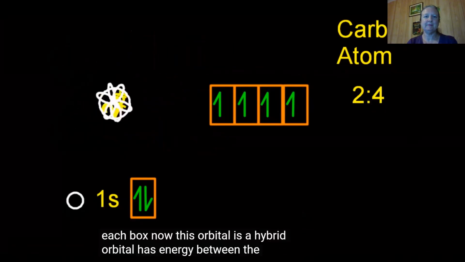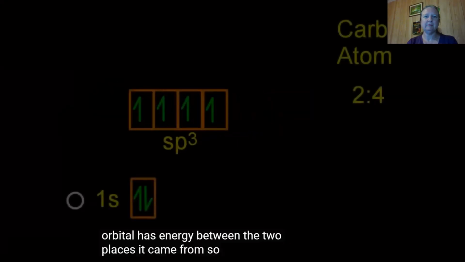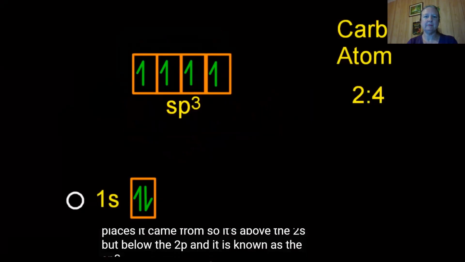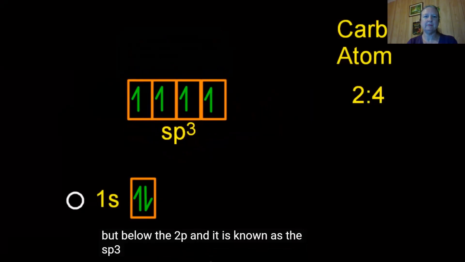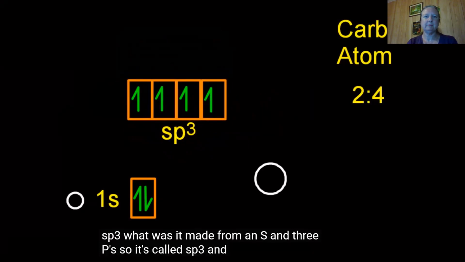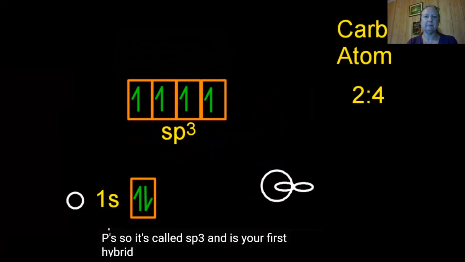It has energy between the 2 places it came from. So it's above the 2s but below the 2p. And it is known as the sp3. What was it made from? An s and 3 p's. So it's called sp3. That's your first hybrid orbital.